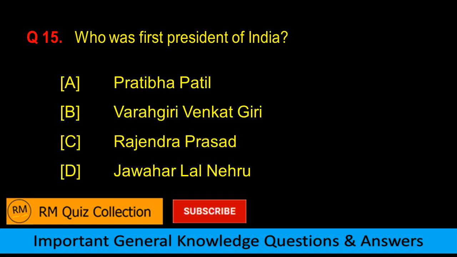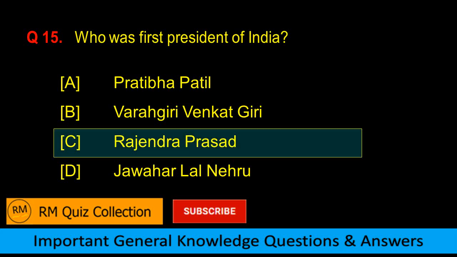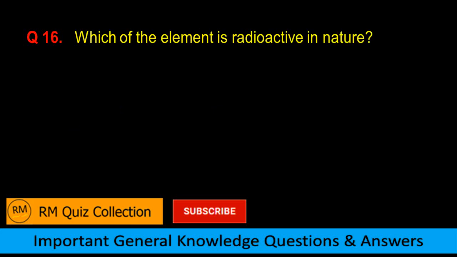Question 15. Who was first president of India? Your options are A. Pratibha Patil, B. Varahagiri Venkatagiri, C. Rajendra Prasad, D. Jawaharlal Nehru. Your answer will be option C. Rajendra Prasad.